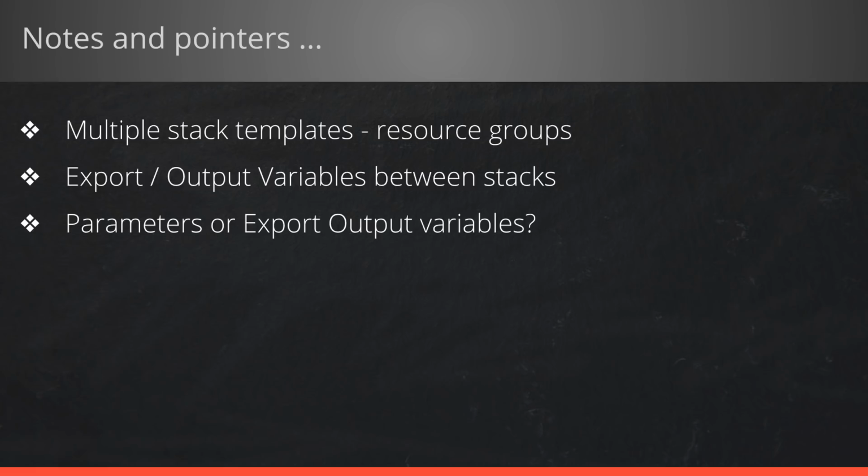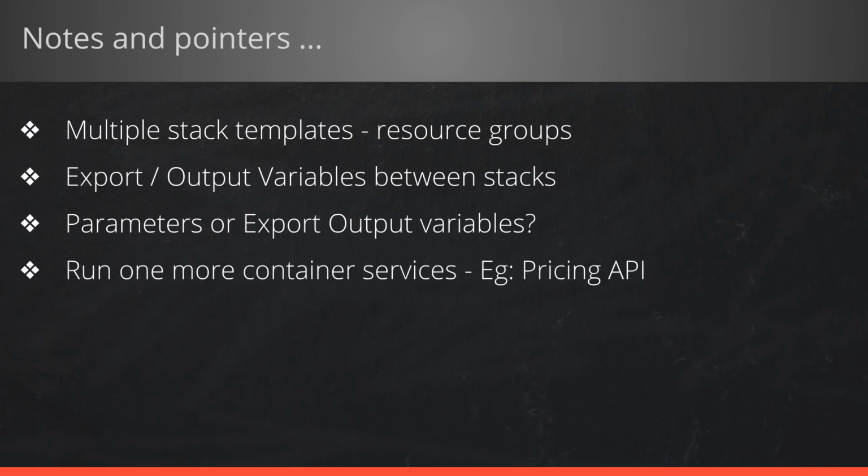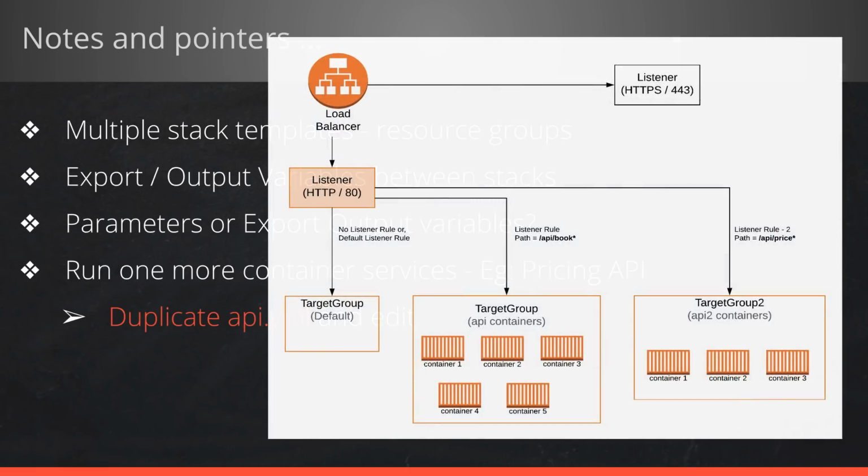In such cases, if you still prefer to use the export variables, you'll need to have some sort of naming convention for the output variables. If I need to deploy one or more APIs to be served on the same domain name or same load balancer but a different URI path, say /API/pricing, I would define a new stack similar to api.yaml and define the task, service, listener rule, and target group, etc. Once deployed, this is how it'll look from the load balancer point of view.